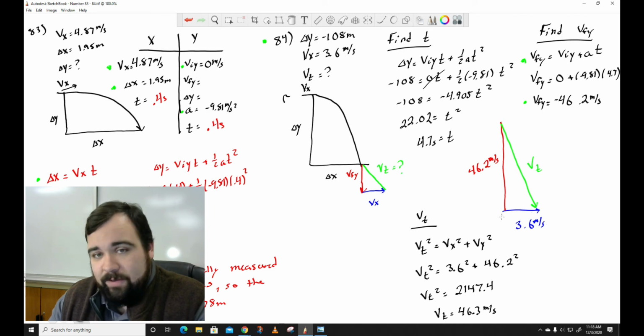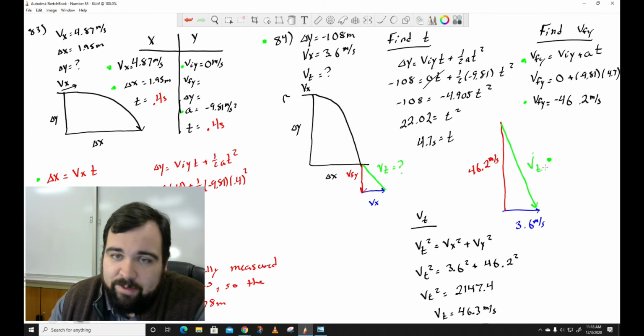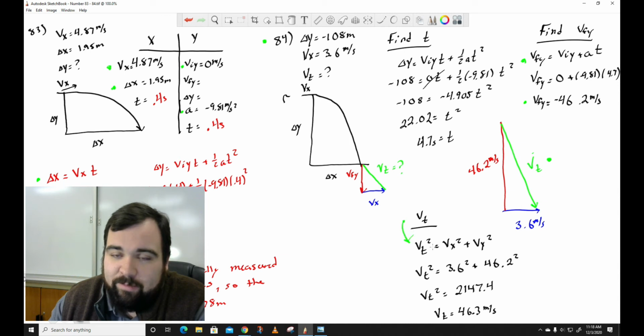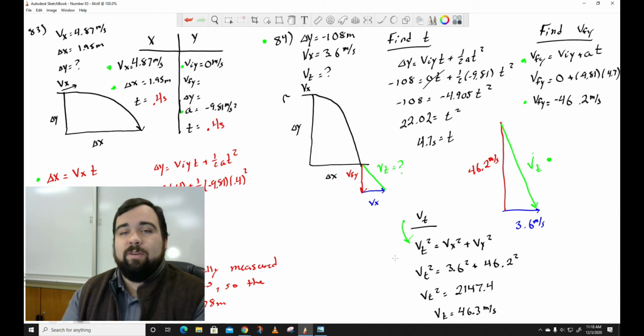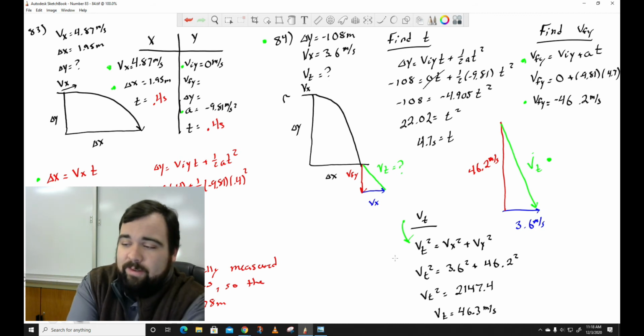So we have the two sides of a triangle here. We need to know what the total is, what this Vt value is. That is the hypotenuse with these two sides. So we can go ahead and jump to the Pythagorean theorem. Vt squared equals Vx squared plus Vy squared. That's our velocity using the Pythagorean theorem.